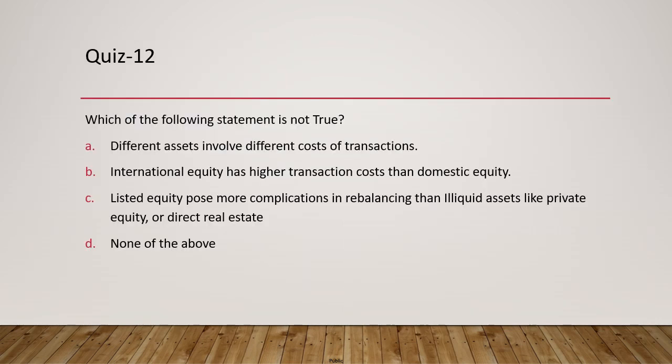Move on to question 12, which is again a theory. Which of the following statements is not true? Different assets involve different cost of transaction. That's a statement which is absolutely true. In real estate, you will pay higher cost of transaction compared to equity. International equity has higher transaction cost than domestic equity, which is also true because there is a foreign exchange cost. Listed equity pose more complications in rebalancing than illiquid assets. No, this is not correct. Listed equity will not pose complication. You can buy and sell them much more frequently.